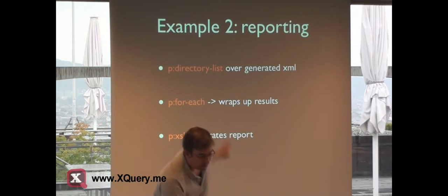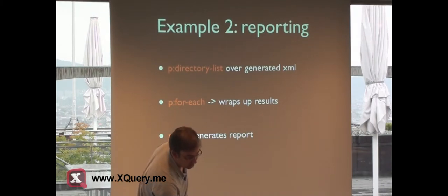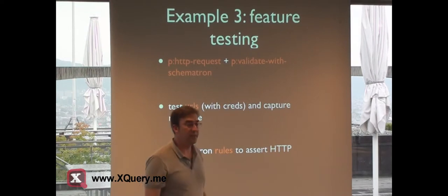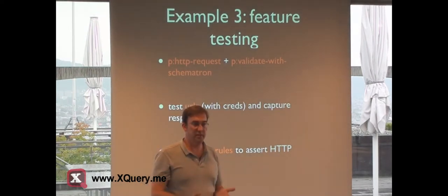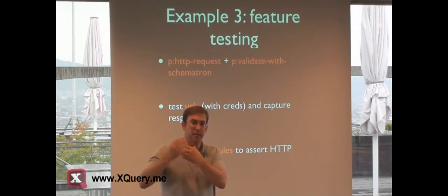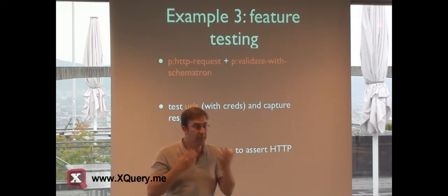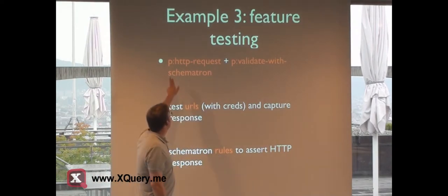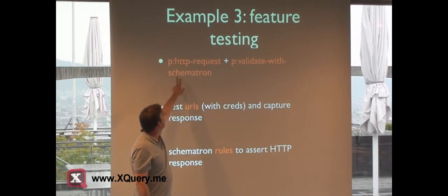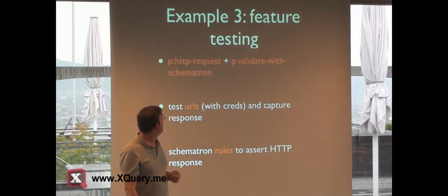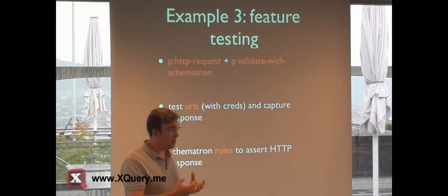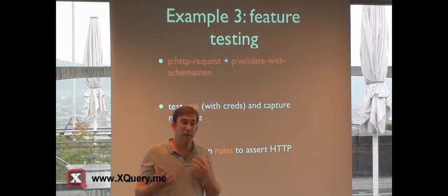So what we did was a directory list, P for each, and then an XSLT. Actually, what I want to do is feature testing. I don't want to just test standalone XQuery. I want to go to my web application and test it like Selenium or whatever and be able to assert things. So what I use is XProc has a step called HTTP request, and it also has a very handy validation step using schematron. I'm able to test URLs, get the response, and then with schematron I can assert what it should contain.